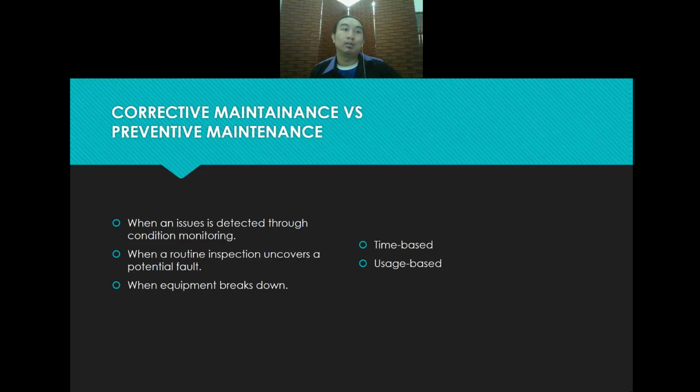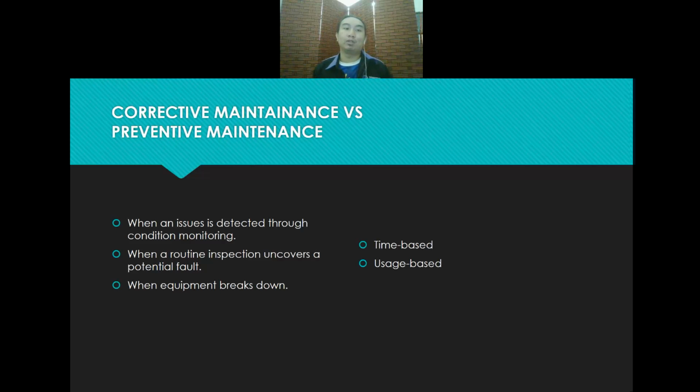So between corrective maintenance and preventive maintenance, there is a difference, but not a major difference. Firstly, corrective maintenance is based on condition monitoring. There is planned and unplanned, but basically it's based on condition monitoring. So if the parts or equipment has failed, they tend to correct, they tend to replace the part.